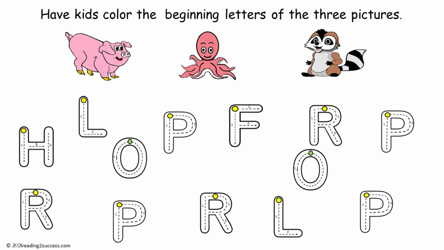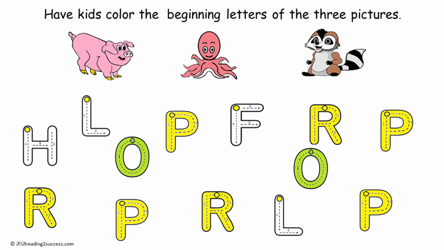Now have kids color the beginning letters of the three pictures, pig, octopus, and raccoon. And this is a completed example.